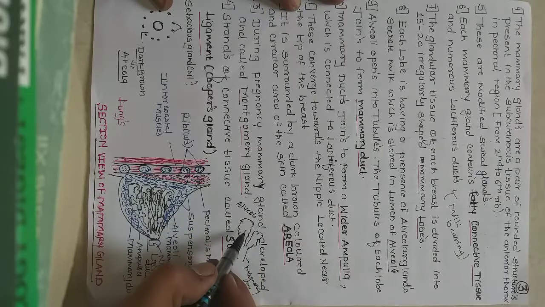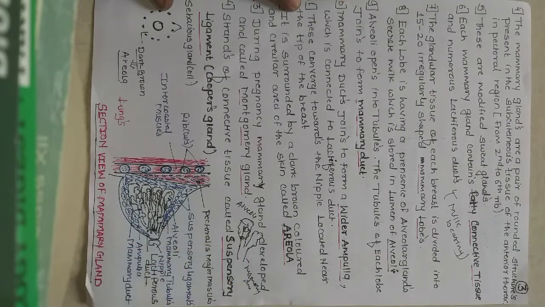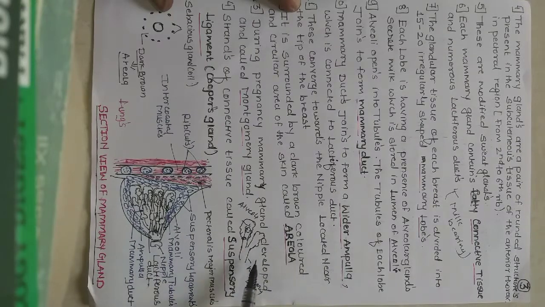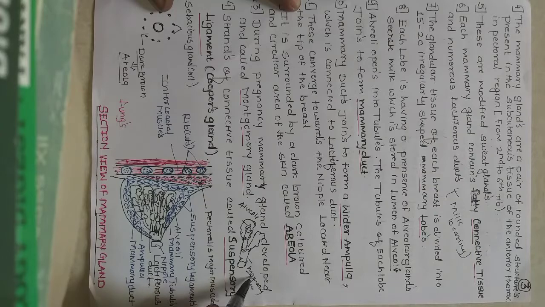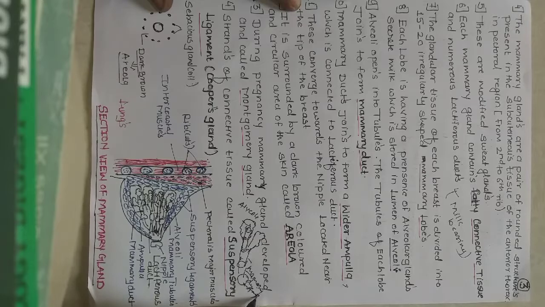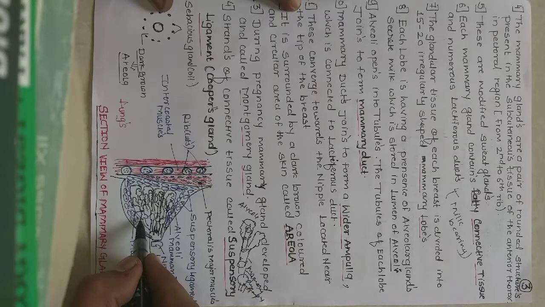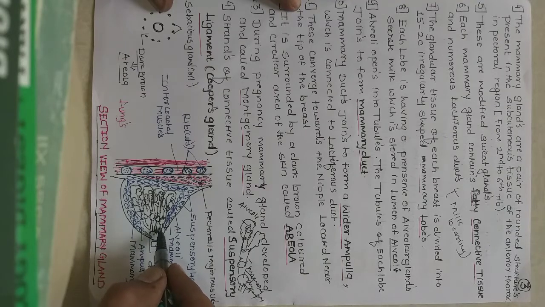The alveoli are lined by alveolar gland cells, and these secrete milk, and this milk is stored in the lumen of the alveolus. The alveolar tubules join to the main duct, that is the mammary duct, and this mammary duct opens into the wider part called the ampulla, and this ampulla opens into the lactiferous tubules. See this swollen part, these are the ampulla regions, where the mammary ducts open, and these are the lactiferous ducts, the milk-bearing ducts.